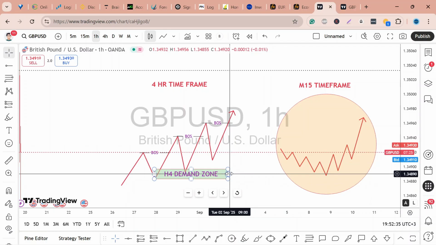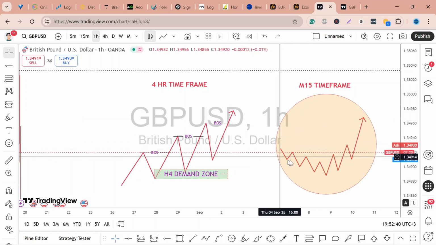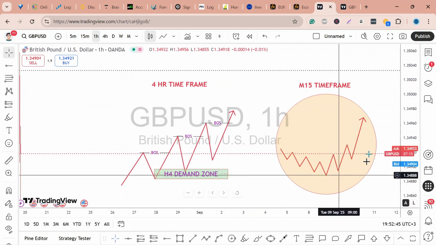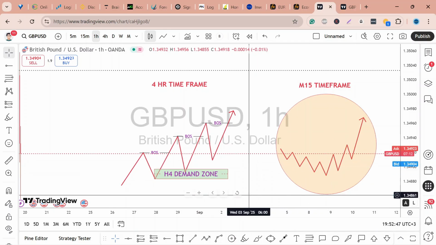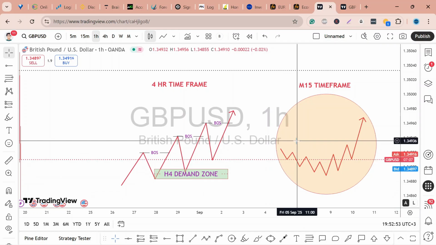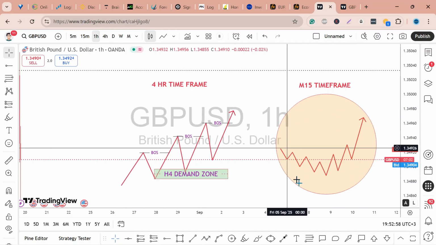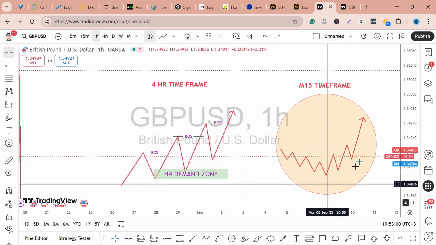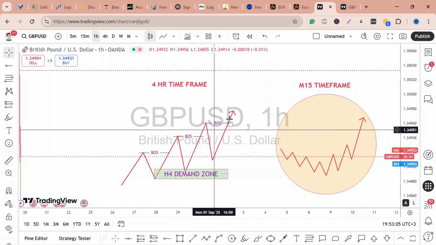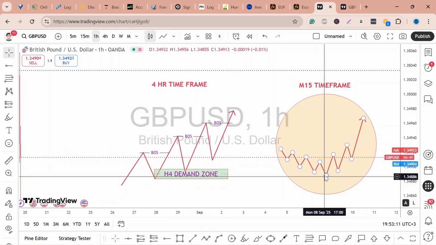So once the market approaches the demand zone, now you want to go and switch over to the lower time frame. Specifically, I want to pair the 4-hour time frame with the M15 time frame. And the market is a fractal. If you've been trading for a while, you'll know that the market is a fractal. Therefore, whatever happens on the higher time frame also happens on the lower time frame. So the market never moves in a straight line. It moves with higher highs and higher lows, or lower highs and lower lows. And this is the kind of movement that the market makes.